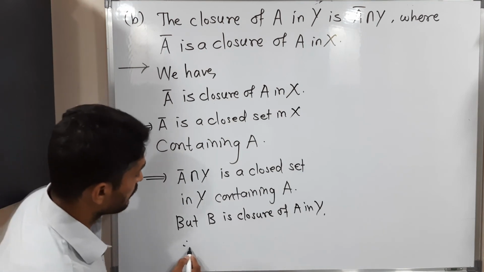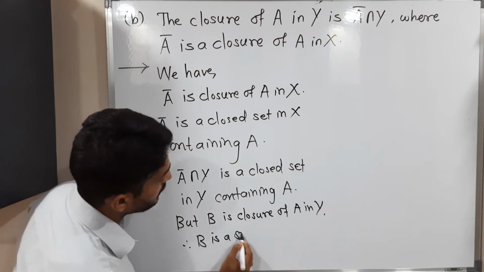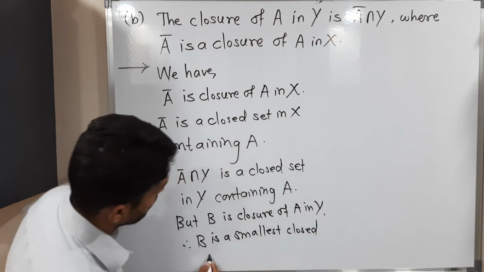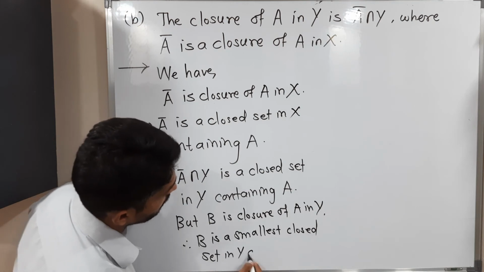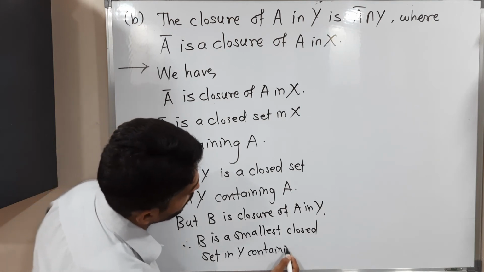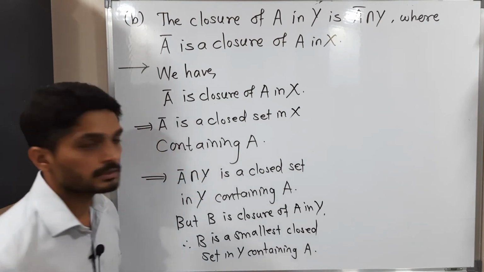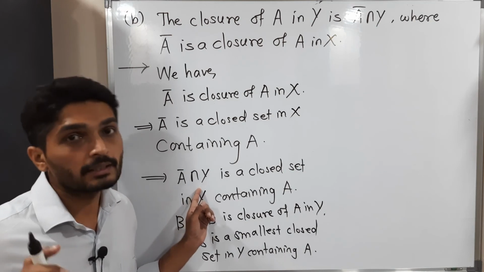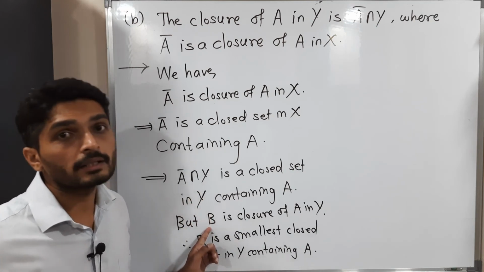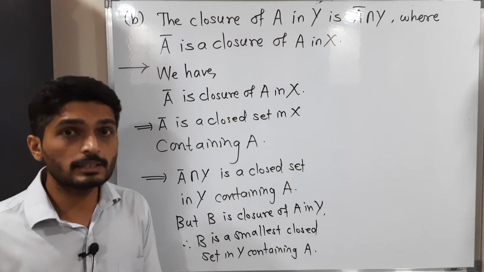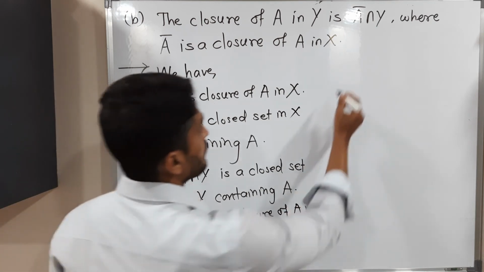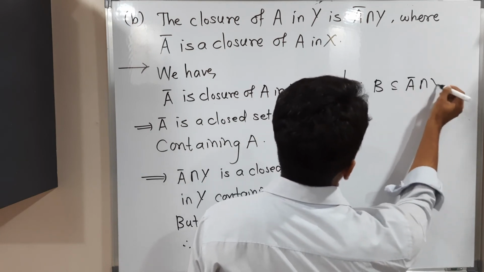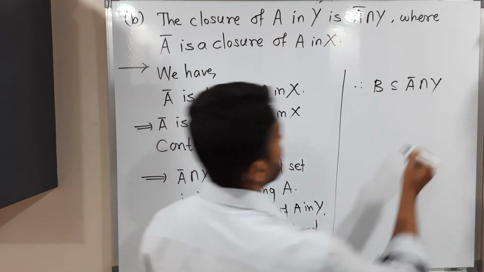So therefore, B is the smallest closed set in Y containing A. This is one property of closure. See, both of them have the same property. This is also a closed set in Y containing A, but B is the smallest, so that's why B is a subset of this one. So therefore, B is a subset of A bar intersection Y. I will call it 2.